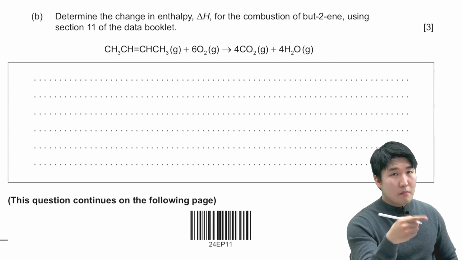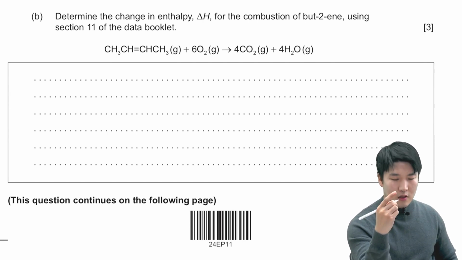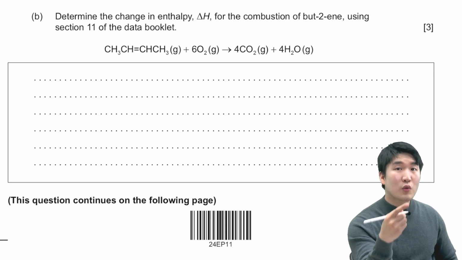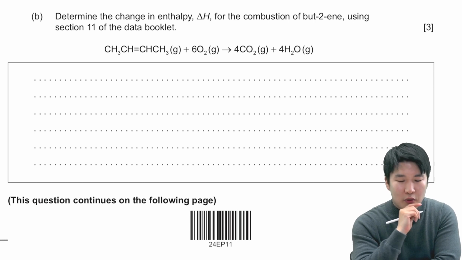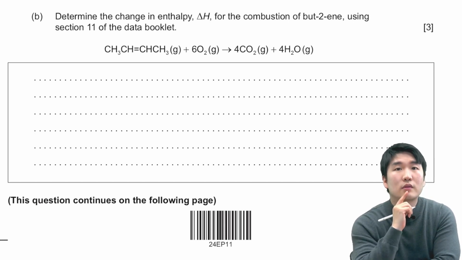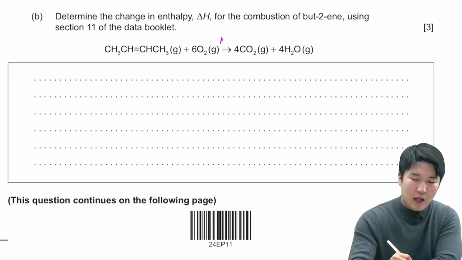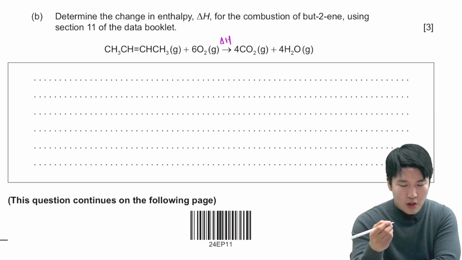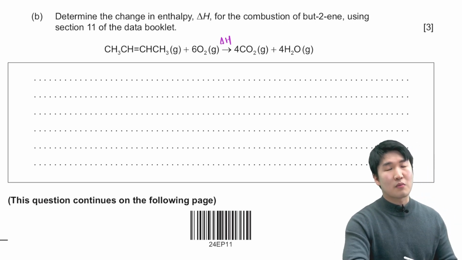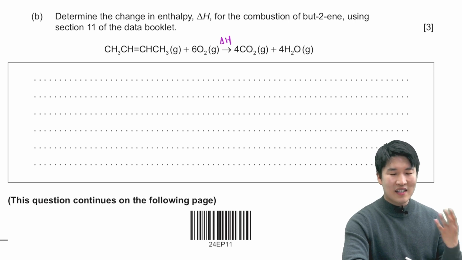We may combust but-2-ene. We may combust an alkene, which means react with oxygen, just like we can combust alkanes. We'll be producing carbon dioxide and water, and the delta H we can expect to be a negative value, the combustion being an exothermic process. But what's the exact delta H? What's the exact enthalpy change?